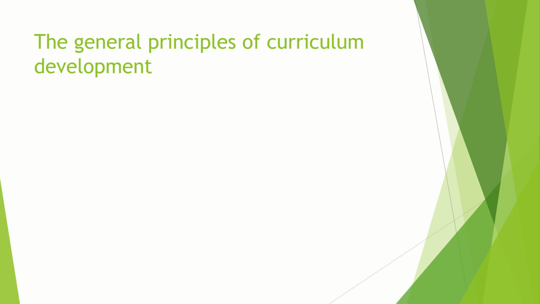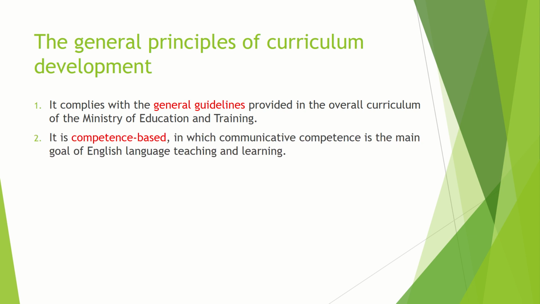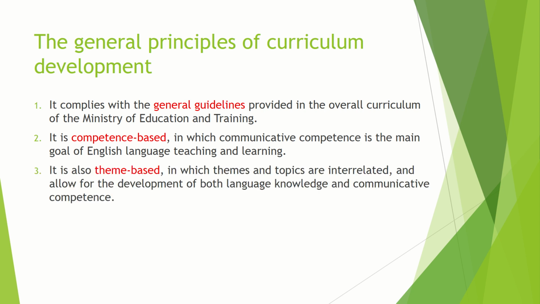Okay, have you finished? There are 6 principles in total. Pay attention to the key words in red as I recall them one by one for you. 1. It complies with the general guidelines provided in the overall curriculum of the Ministry of Education and Training. 2. It is competence-based, in which communicative competence is the main goal of English language teaching and learning. 3. It is also theme-based, in which themes and topics are interrelated and allow for the development of both language knowledge and communicative competence.